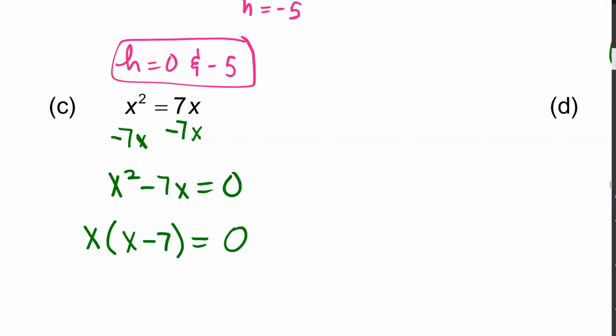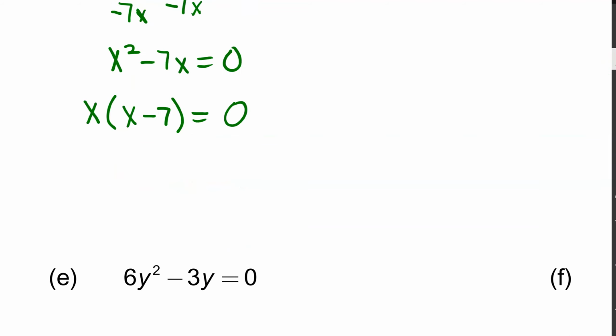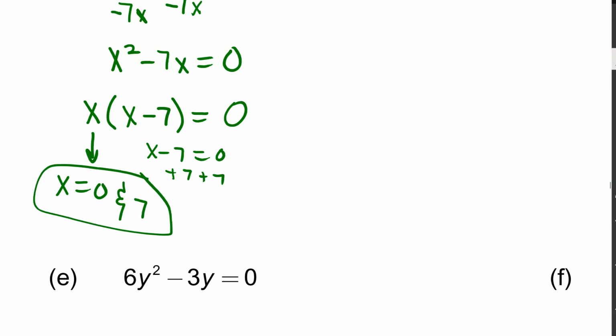Is this what we did before? Now it's exactly the same form as A. Do you notice C looks just like the beginning of A? And then from there we just set each factor equal to 0. So I have x equals 0. So x equals 0 and 7.